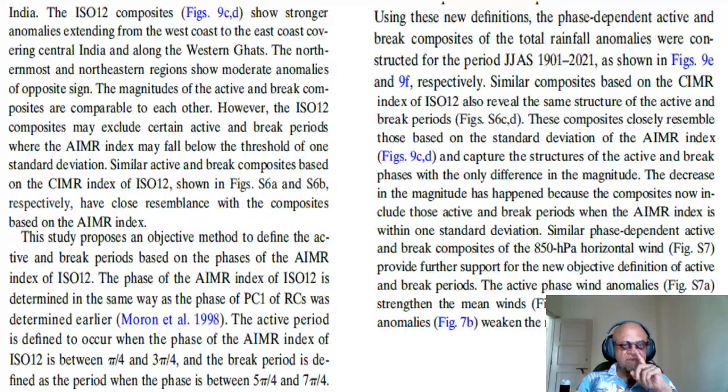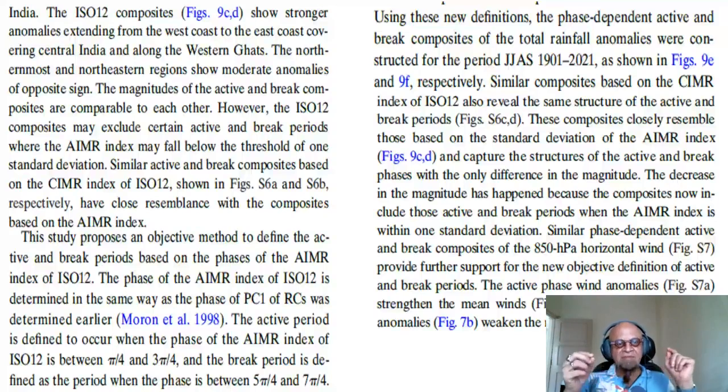The ISO 12 composites we will look at show stronger anomalies extending from the west coast to the east coast, covering central India and along the Western Ghats, which is orographic rainfall as well. The northernmost and northeastern regions show moderate anomalies of opposite sign. So it's split differently in space. The magnitudes of the active and break composites are comparable to each other. However, the ISO 12 composites may exclude certain active and break periods where the AIMR index may fall below the threshold of 1 standard deviation. So there are many ideas here and many details.